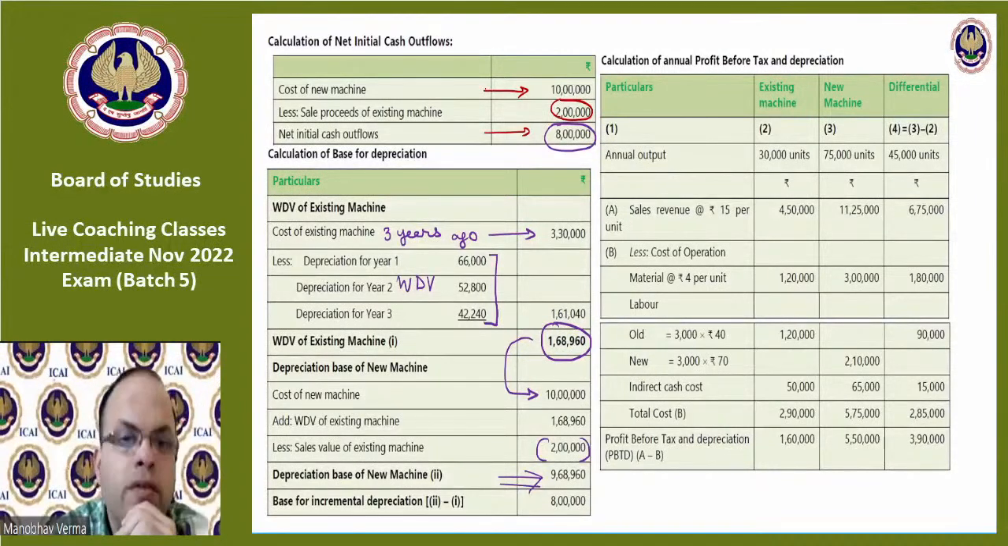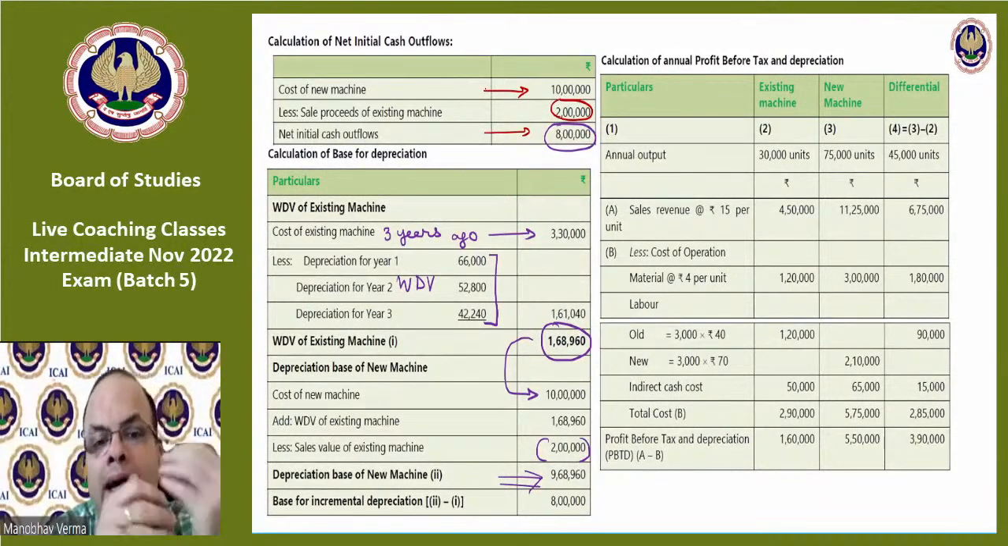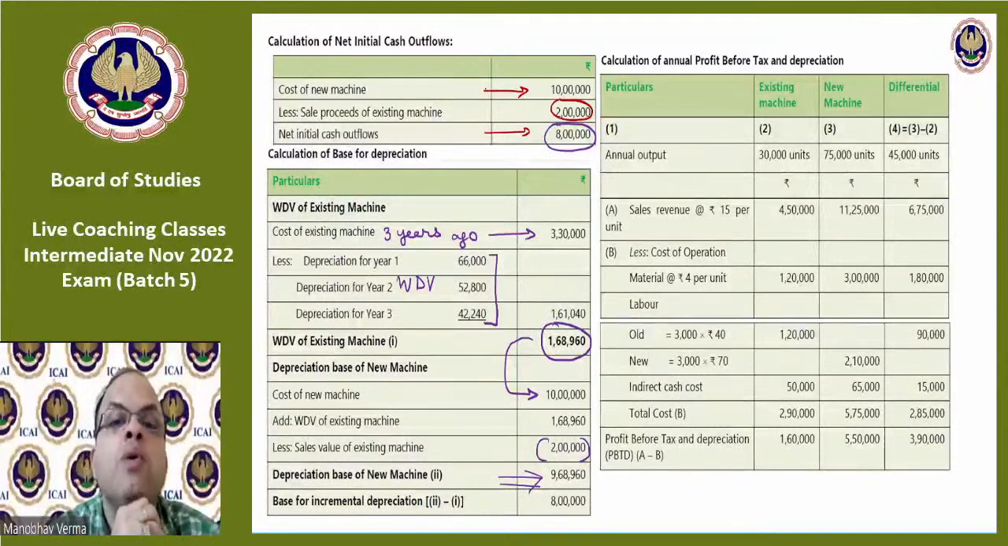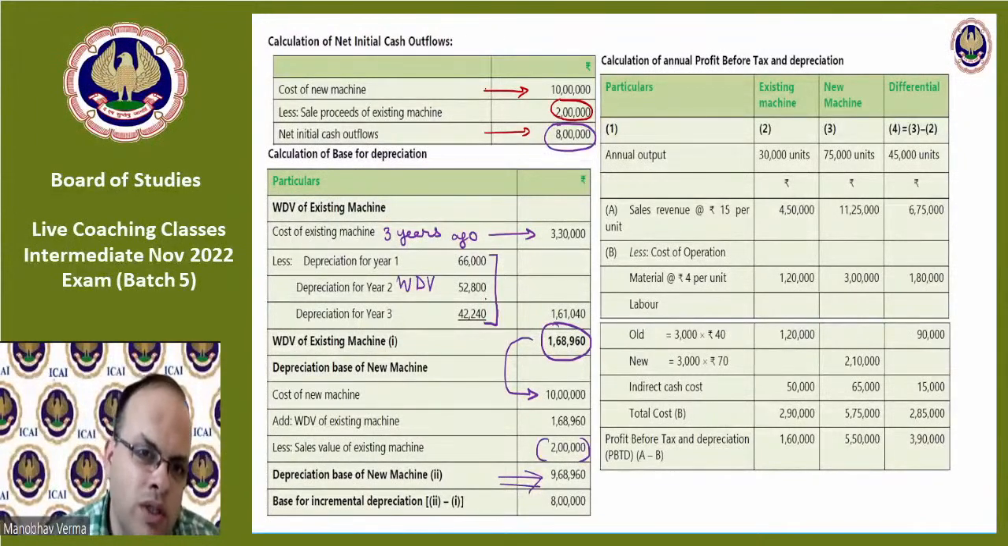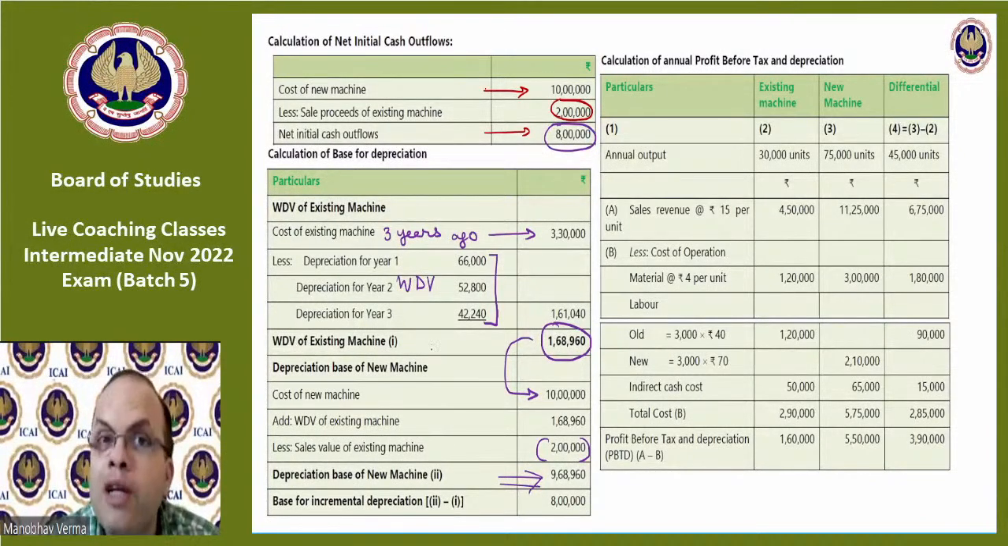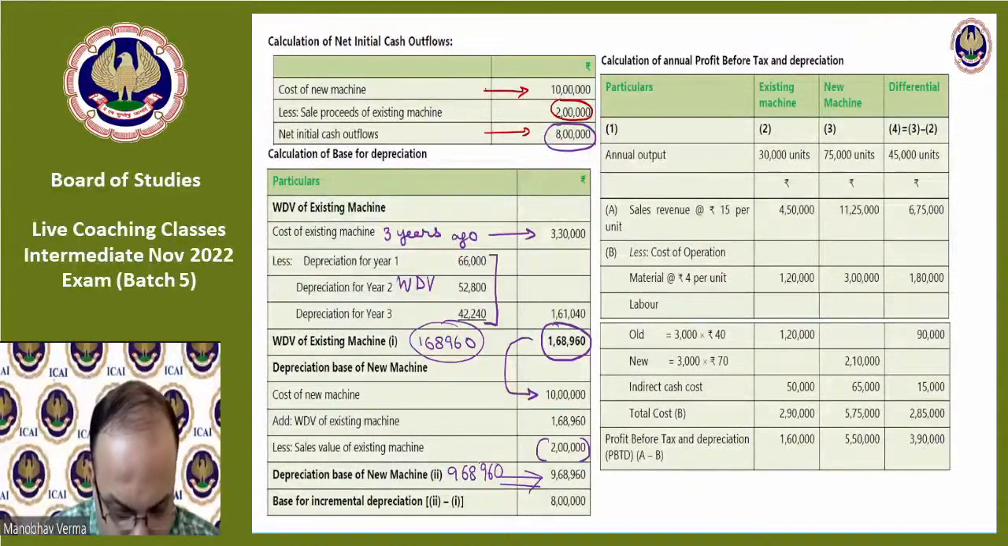And hence, my depreciation earlier would have been on 1,68,960 if I had not replaced the machinery. But now, since I have replaced the machinery, my depreciation will be on 9,68,960. So that means the additional depreciation is on only 8 lakhs.